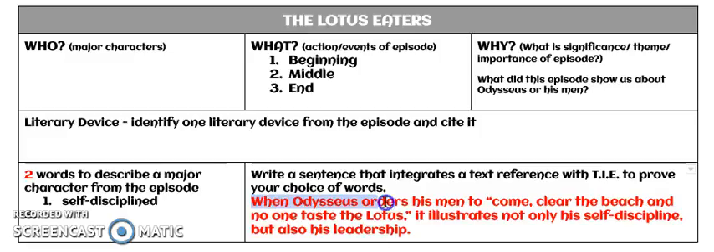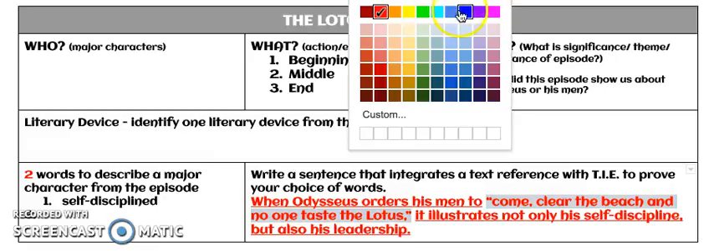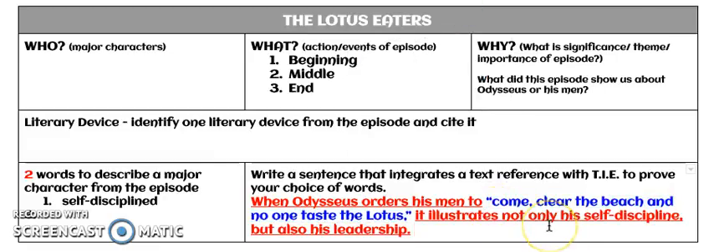Okay, see how my words are right here and my words are right here, and I have embedded this quote right in the middle of my words. So I have one sentence. When Odysseus orders his men to come clear the beach and no one taste the lotus, it illustrates not only his self-discipline, but also his leadership. And I'm going to cite that. That was on lines 104 and 105. I just looked at those little numbers next to the lines on my copy of the Odyssey.